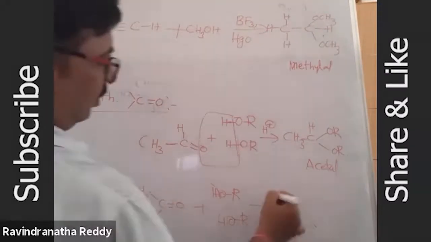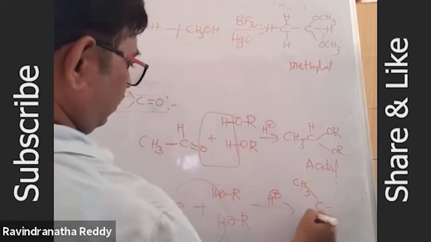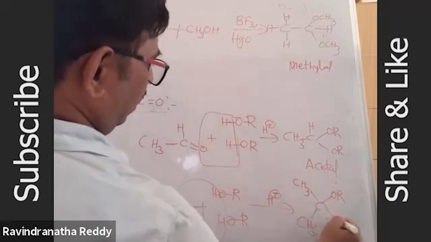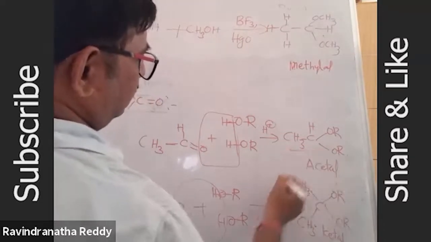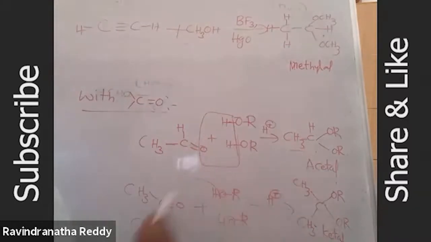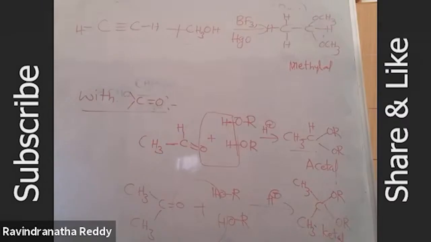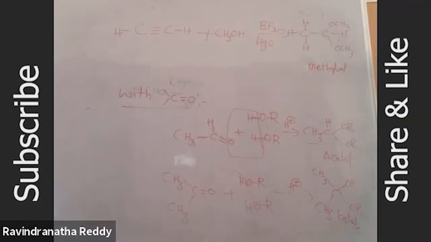Ketal: CH3C(OR)2CH3. This is ketal. The previous compound is acetal. From acetaldehyde we get acetal; from ketone, that product is ketal. Acetone gives ketal. Both are done in which medium? Acidic medium. Acetal and ketal.